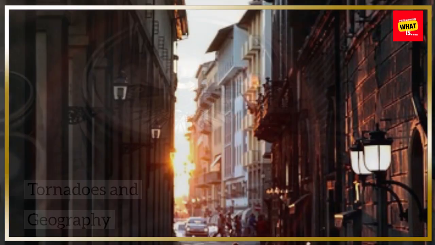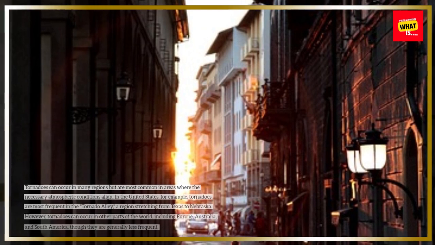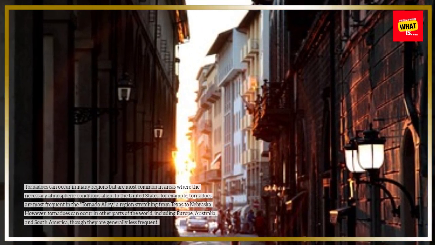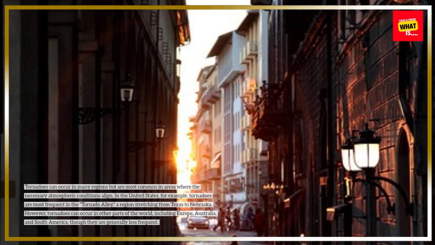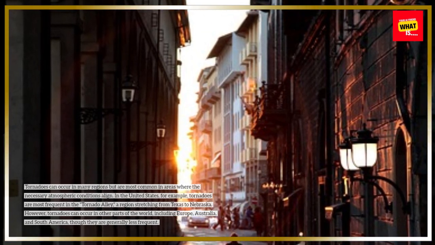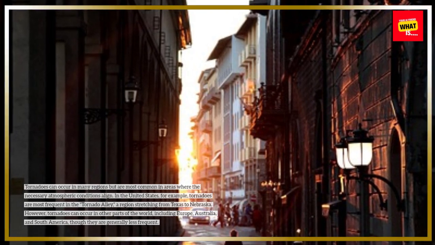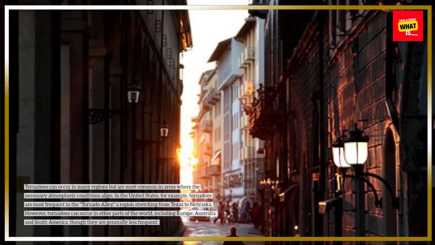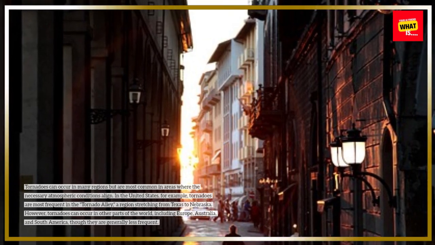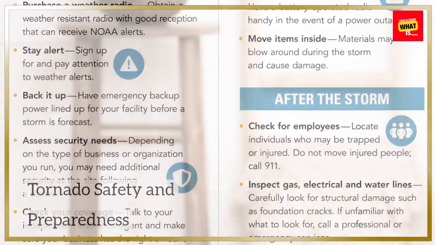Tornadoes and geography. Tornadoes can occur in many regions but are most common in areas where the necessary atmospheric conditions align. In the United States, for example, tornadoes are most frequent in the Tornado Alley, a region stretching from Texas to Nebraska. However, tornadoes can occur in other parts of the world, including Europe, Australia, and South America, though they are generally less frequent. Tornado safety and preparedness.